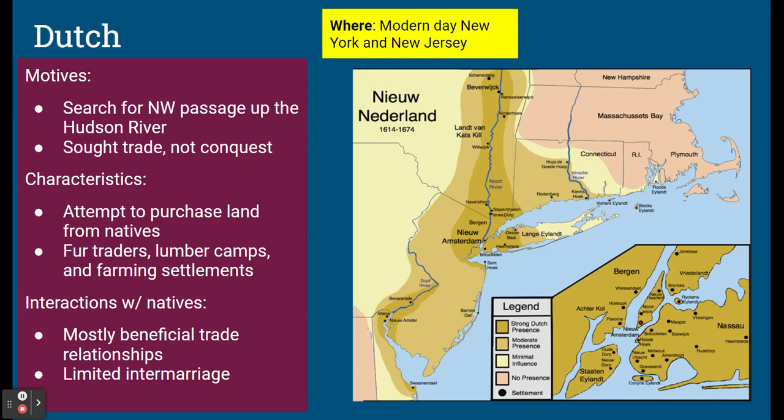Once again, much like other countries, they were initially looking for a Northwest Passage to Asia. They tried looking up the Hudson River and they did not find it, but they did find trade. Just like the French, they sought mostly trade rather than conquest. The Dutch from the Netherlands were often considered to be one of the more tolerant nations in Europe. They had a much higher toleration for different forms of Protestantism, different forms of religion, and even Judaism.